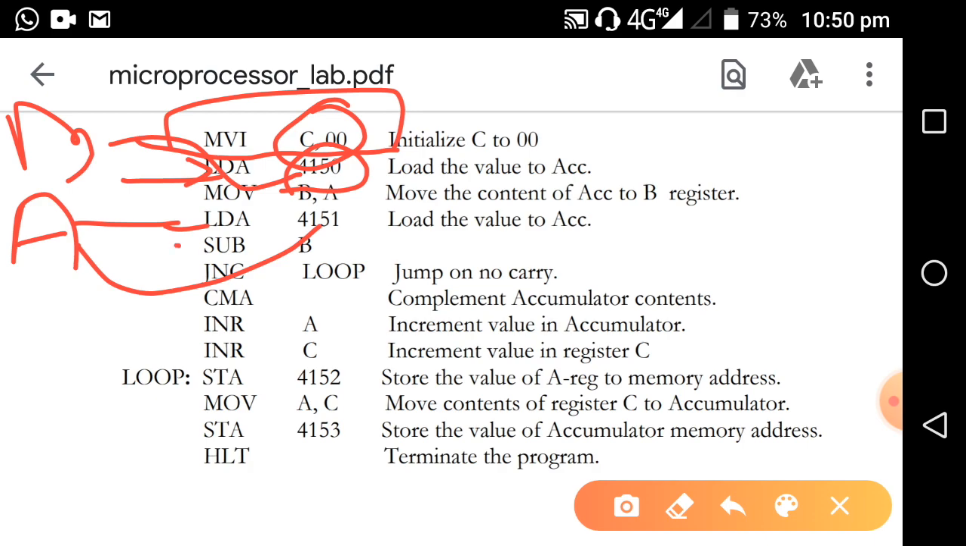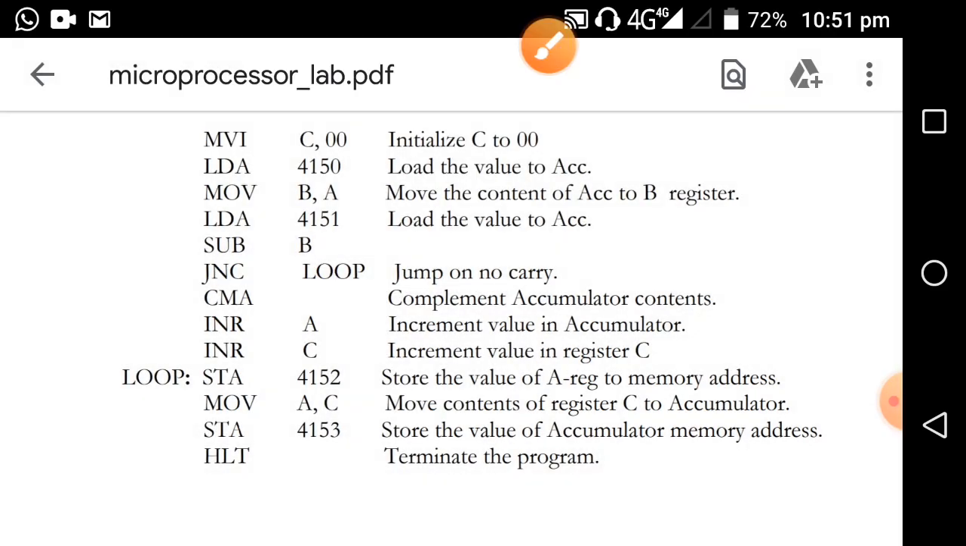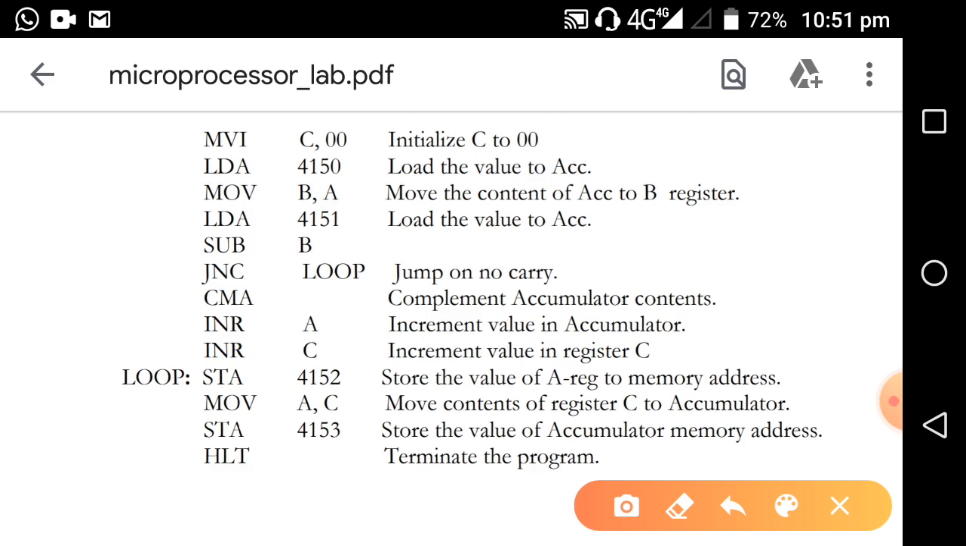Then by using the instruction SUB B, because the other data is in the B register, SUB will subtract the content of the B register from the accumulator. Okay, now we check the condition whether there is a borrow or not, by checking the carry flag status. So if the carry is not set, we use the jump instruction, jump if no carry. It is a conditional jump instruction.